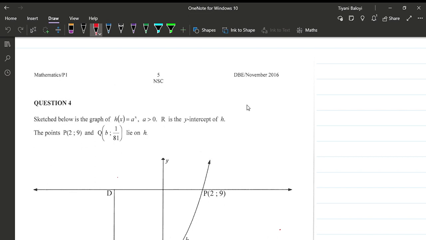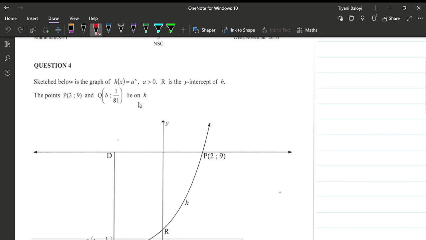Hello. Today we'll be going over the November 2016 Mathematics Paper 1 past paper. We'll be looking at functions. So in this following series of videos, we'll be looking at functions for Paper 1, just to give you an idea on how to approach basic questions under functions.